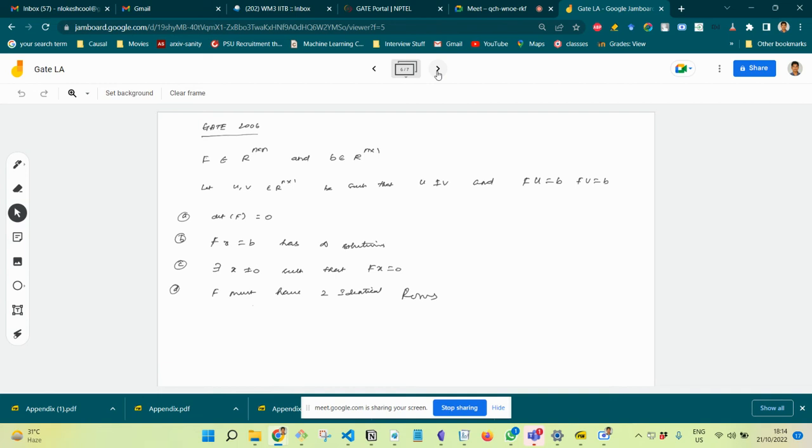So, you are given a matrix F that is n cross n, that is symmetric, and you are given a column vector B, right? You are given a column vector B. Now, you assume that there are two column vectors u comma v such that u is not equal to v. So u is not equal to v, but you have Fu equals B and Fv also equal to B, right?